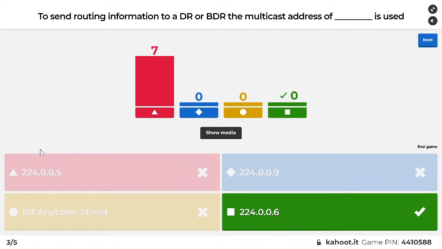Wait, to send routing information. Let me read that again. To send routing information to a DR or BDR, the multicast address. Yeah, now I need to think about that one.